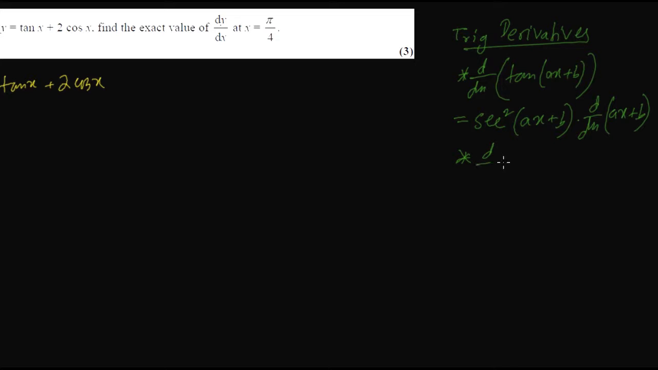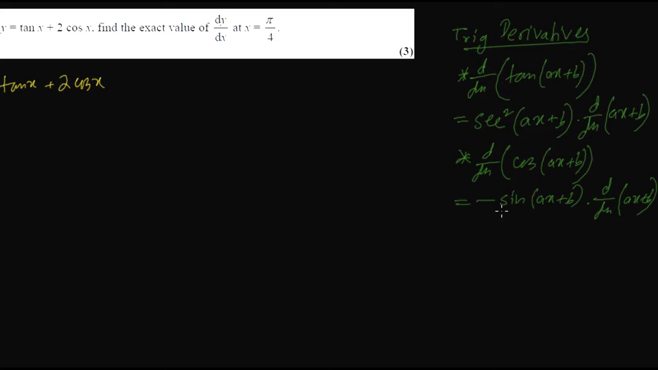The next one is d by dx of cos theta. Let me call the theta ax plus b. Whatever the theta is doesn't really matter. The derivative of cos theta is minus sine theta. Remember that the derivative of cos theta is minus sine theta. And the chain rule, of course, d by dx of ax plus b.